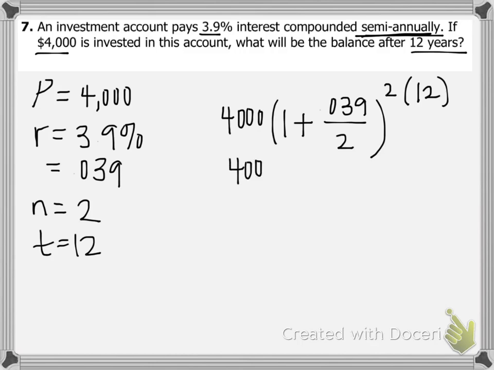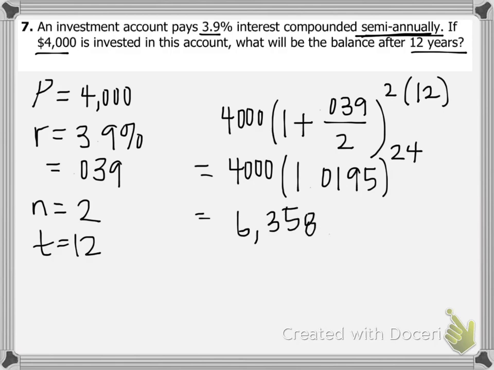So this will be $4,000 times 1.0195. Put that in your calculator. Do 0.039 divided by 2, and then add that to 1. And then you're going to raise it to the 24th power. So when you do that, it's going to be $6,358.48. So that amount at that investment rate almost doubled. I mean, it's definitely, but what did it do? A third, probably.